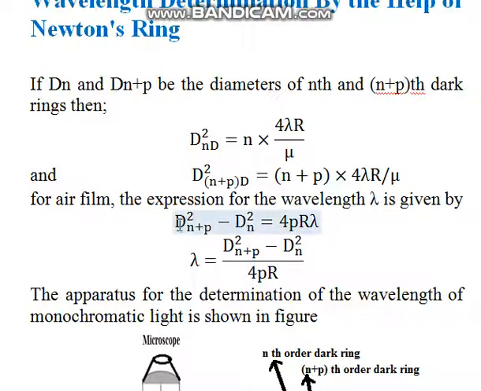Now let's subtract these two, and in this way we obtain the wavelength lambda equal to (Dn+p squared minus Dn squared) divided by 4pR. Here p is any integer value. So this is the working formula for this experiment, and also a very important formula for many other numerical calculations.